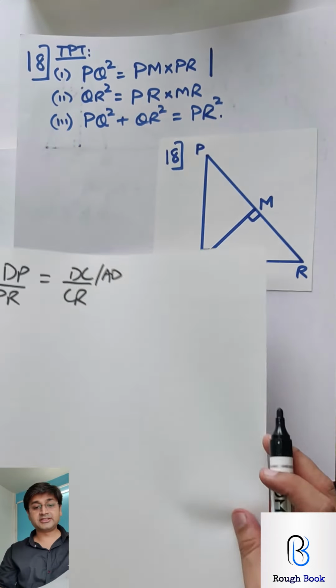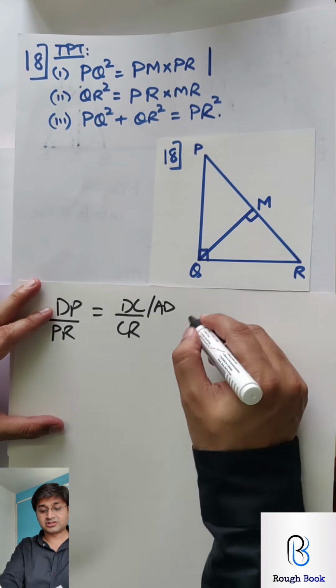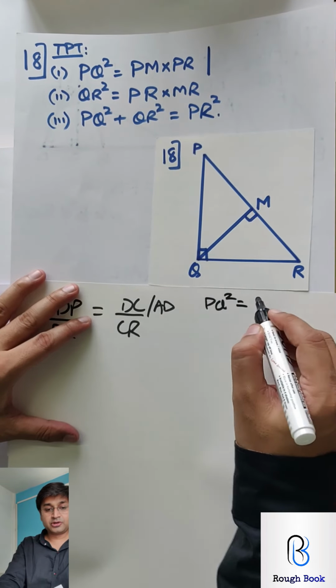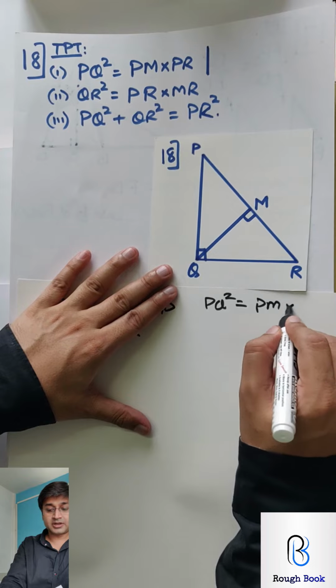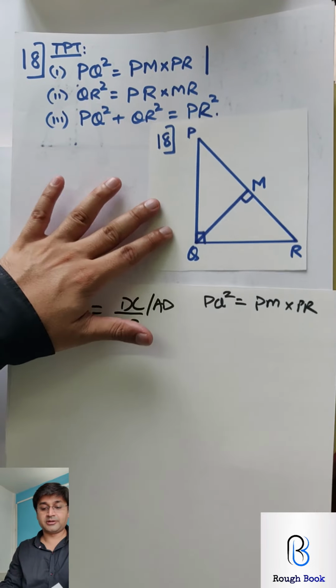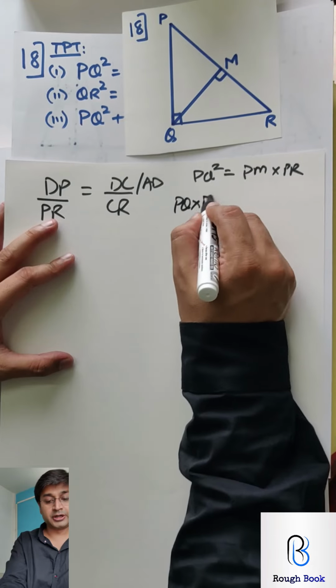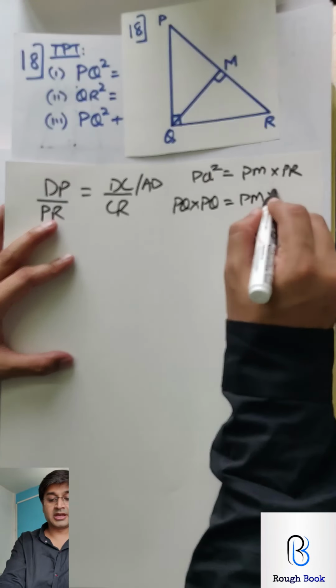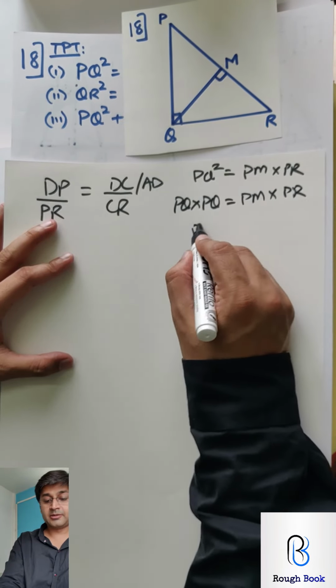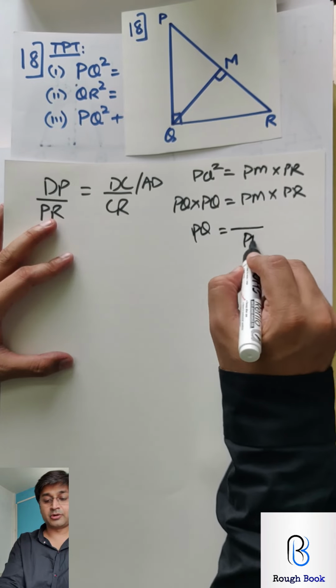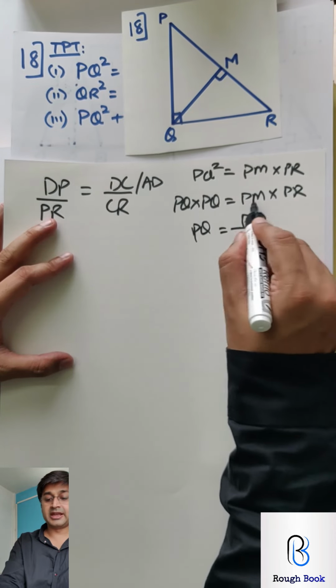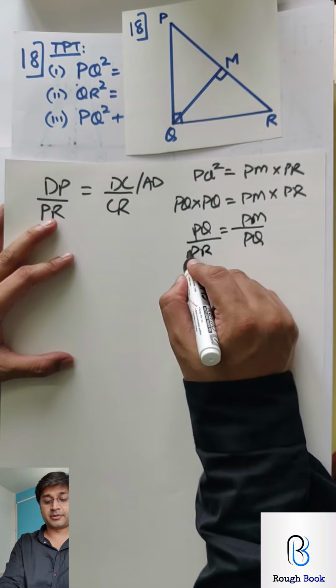So PQ² is our rough sheet, I am taking just to make you understand. PQ² is PM into PR, that is your target. So what you must do is split this: PQ into PQ, PM into PR. Keep one PQ here and send one PQ down. Keep any one over here and send the other part down.